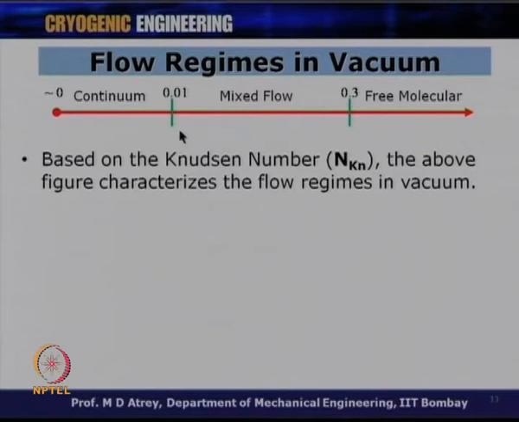When my Knudsen number is less than 0.01, I will say I am in the continuum region, where lambda is much smaller than d. But as lambda starts increasing, Knudsen number starts increasing. If I am between 0.01 and 0.3, I have something called mixed flow. My lambda is increasing because the pressure is decreasing, and if my Knudsen number is more than 0.3, that means lambda is 0.3 times the characteristic dimension, I am in something called the free molecular region.